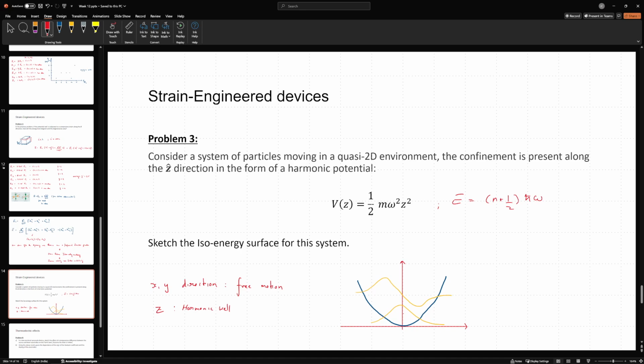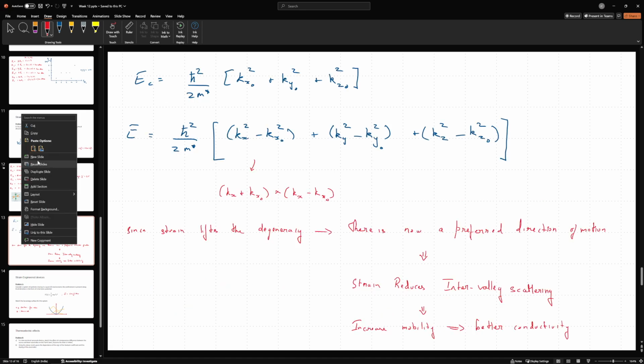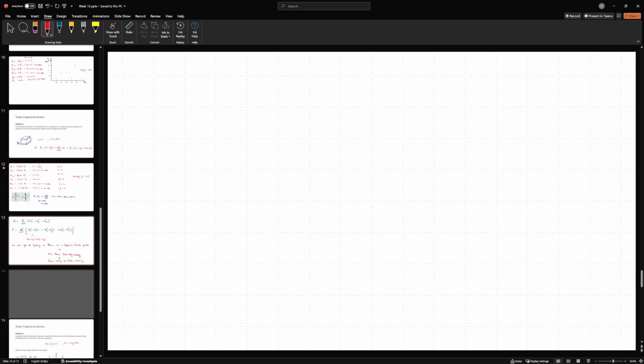Maybe in the final session I will give some references for it for people who would like to study it. Yeah, so I'm sorry about that. All right. So now let us see how and what the isoenergy surfaces will look like.